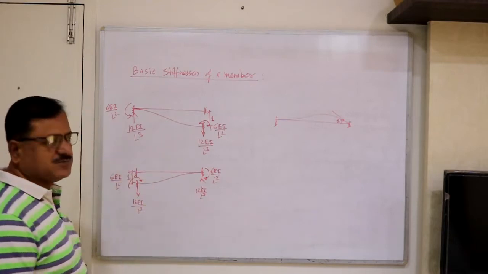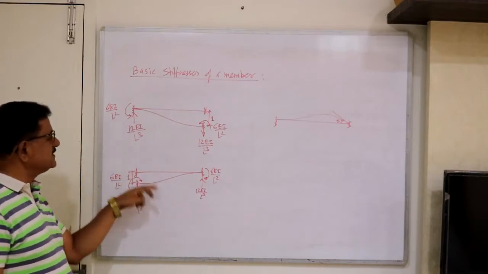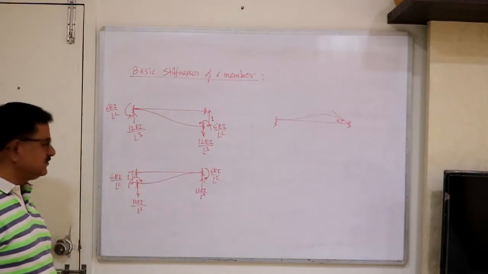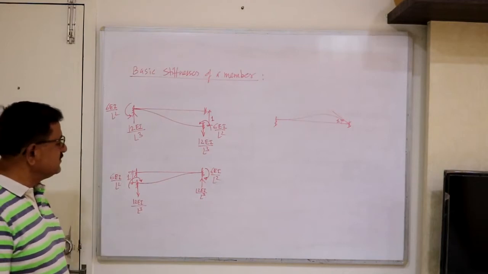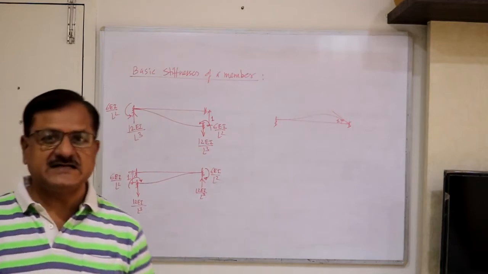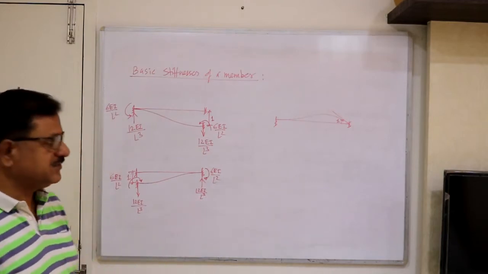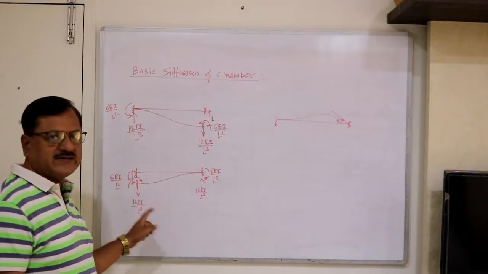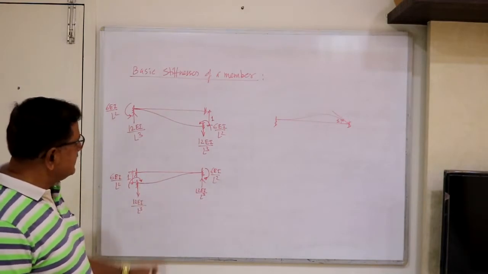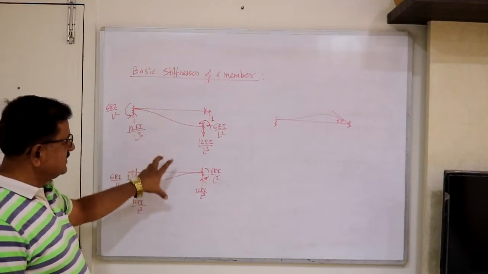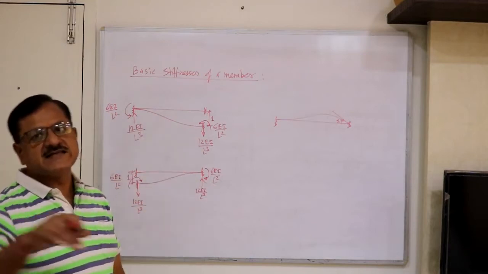Similarly, suppose the left support goes down, then clockwise moments at both ends developed will be 6EI/L², and the reactions will form an anti-clockwise couple, and each reaction will be 12EI/L³, that is the sum of end moments divided by span. Similarly, these are the basic stiffnesses when a sinking occurs.